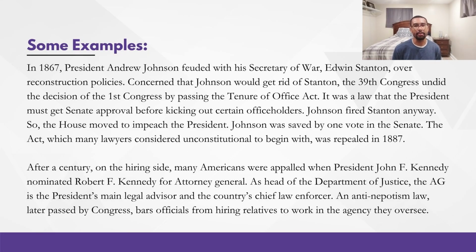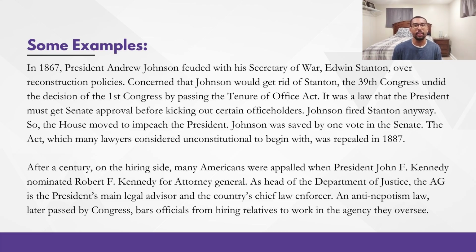In 1867, President Andrew Johnson feuded with his Secretary of War Edwin Stanton over Reconstruction policies. Concerned that Johnson would get rid of Stanton, the 36th Congress undid the decision of the first Congress by passing the Tenure of Office Act. It was a law that the president must get Senate approval before kicking out certain office holders. Johnson fired Stanton anyway. So the House moved to impeach the president. Johnson was saved by one vote in the Senate. The act, which many lawyers considered unconstitutional to begin with, was repealed in 1887.